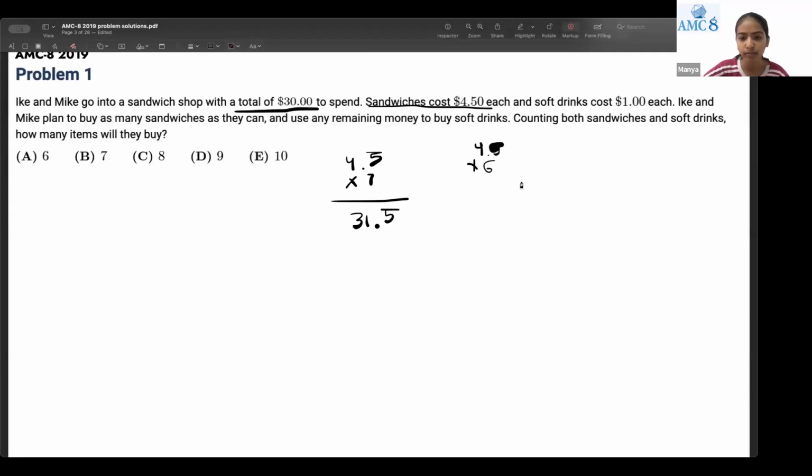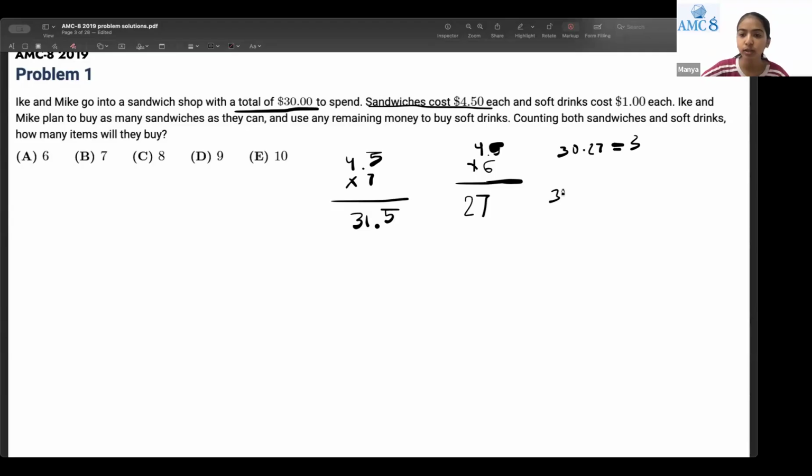And 4.5 times 6 is equal to 27, and 27 is less than 30. And so the largest number of sandwiches they can buy is 6. And then with the remaining money, we can do 30 minus 27 to find out how much money they'll have left over. So 30 minus 27 is equal to 3. And that means that with the $3, they need to buy as many soft drinks as possible.